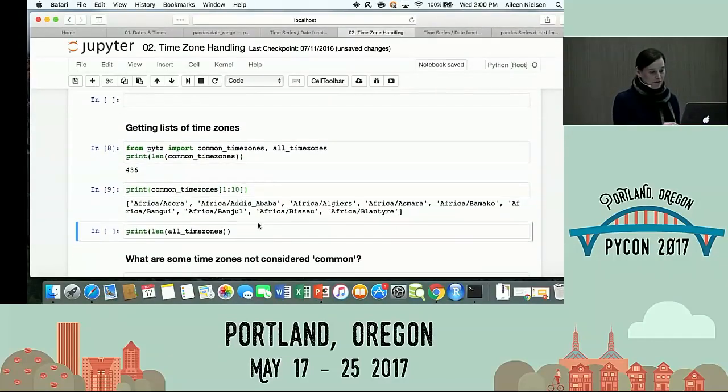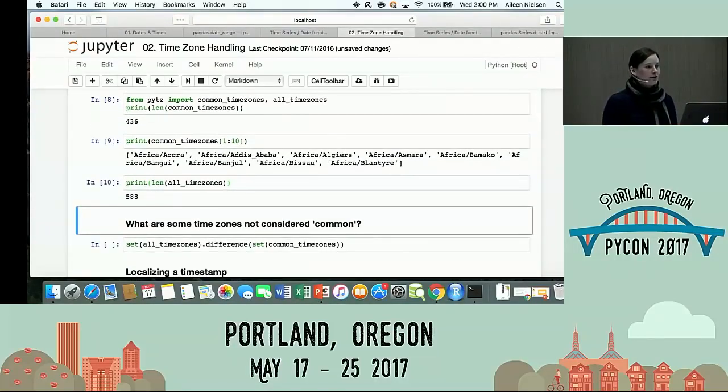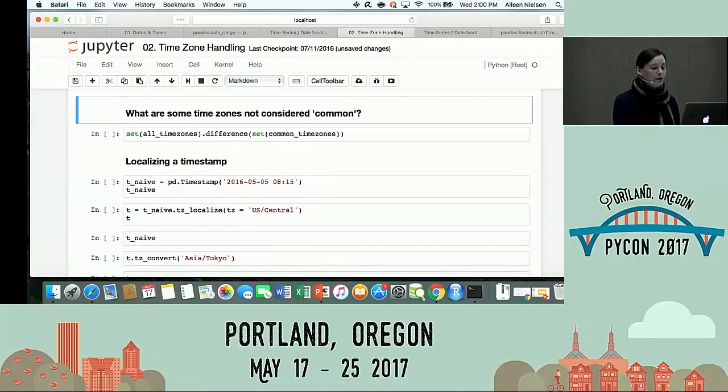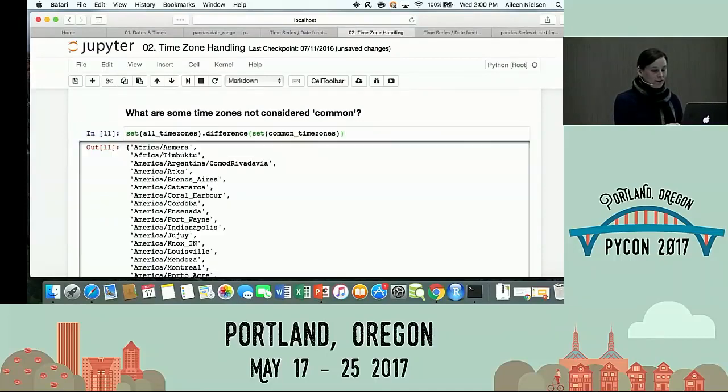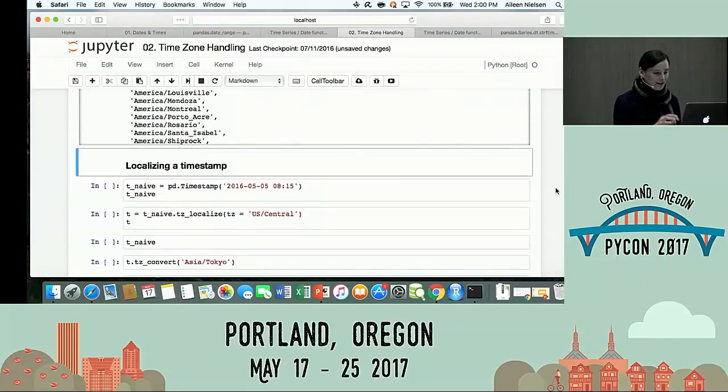Let's just look at a few of them to give you an idea. It's not hard to be a common time zone. There's definitely more time zones in the common than I have ever heard of. But there's actually also an additional 150 or so that are not common. So just be aware of that. Those are already in Python for you to use. What are some time zones that aren't common? Well, apparently Indianapolis, Mendoza, etc.